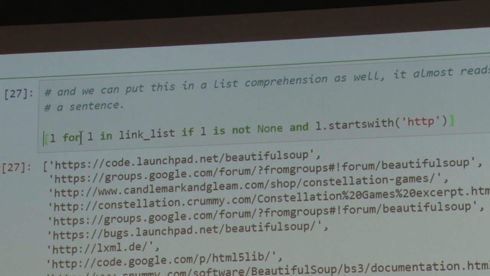So: l for l in linked list. Here's a whole for loop within a list. I'm creating a list by going over a for loop inside of it. That is what is called a list comprehension. So l is the variable of the for loop, and it's going over the whole linked list. And I'm keeping it if l is not None, and instead of doing this elaborate "give me the first 4 characters," I do l.startswith HTTP.